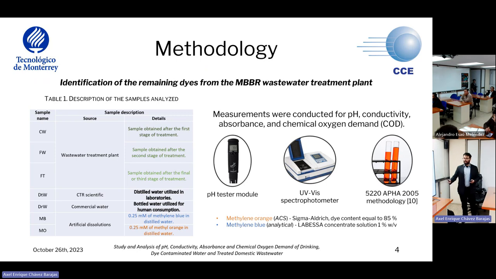By these characterizations, for example, the pH and the conductivity were tested in a pH module. The UV-visible spectrometry was done using the spectrophotometer, and the chemical oxygen demand was measured by the methodology we have on the screen.